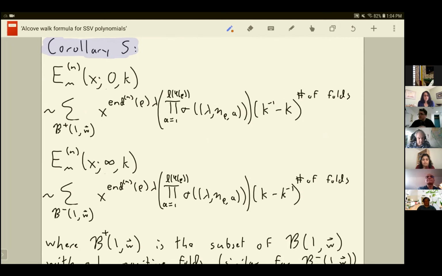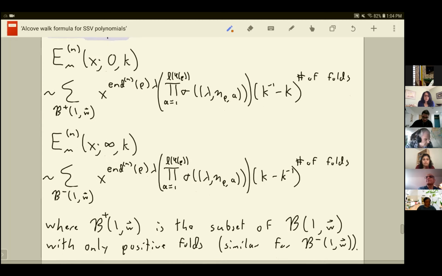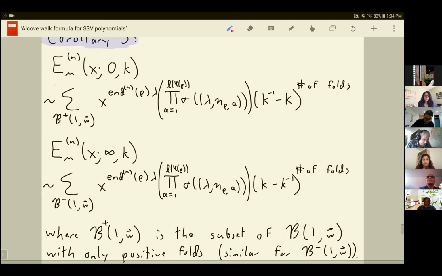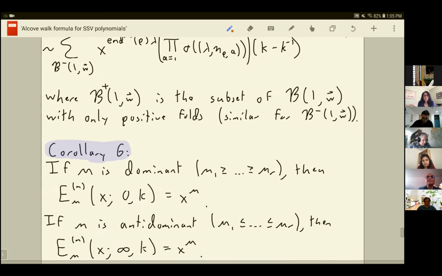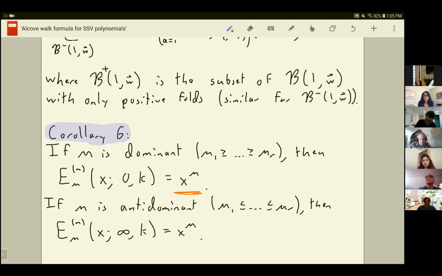And what's nice about this, what allows us to then understand things like metaplectic Whittaker functions, which I won't have time to do today, is that, let's say in this case, mu is dominant. It turns out if you look at what's happening geometrically, if you have an alcove walk to something dominant and you try to fold, the first fold is going to be a negative fold. But no negative folds are allowed. So if mu is dominant, then E_mu is just x to the mu when you let q go to 0. And similarly for the anti-dominant in the other case.